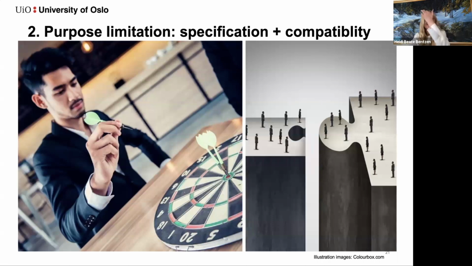The second principle of the GDPR you need to know about is purpose limitation. Purpose limitation consists of two dimensions. One is specification, and the other is compatibility. Specification means that personal data shall be collected for specified, explicit, and legitimate purposes. And compatibility means that the data shall not be further processed in a manner that is incompatible with those purposes.